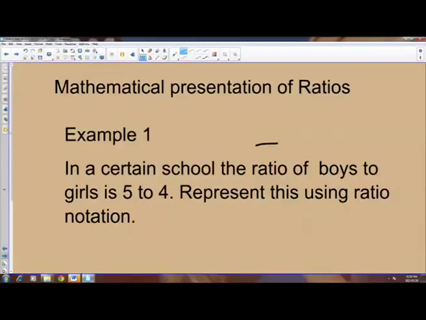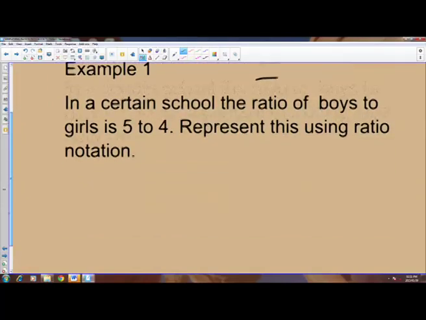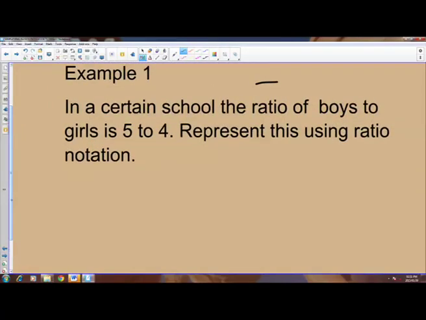Mathematical representation of ratios. The example says, in a certain school, the ratio of boys to girls is 5:4. Represent this using ratio notation. So this is a statement, and we are to represent it using ratio notation. In a certain school, the ratio of boys to girls is 5:4.